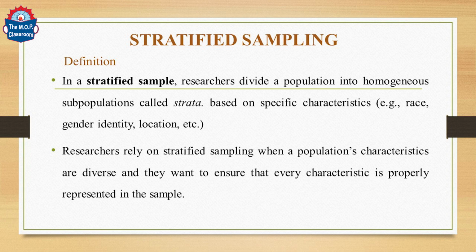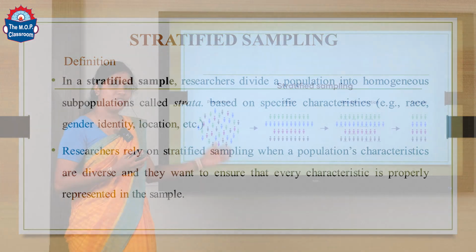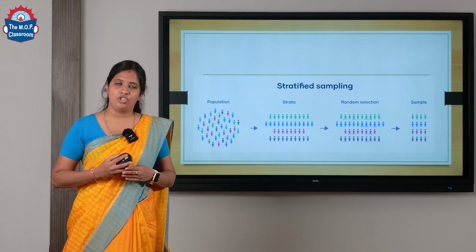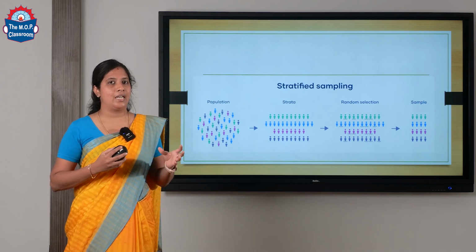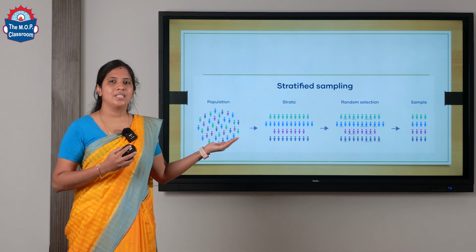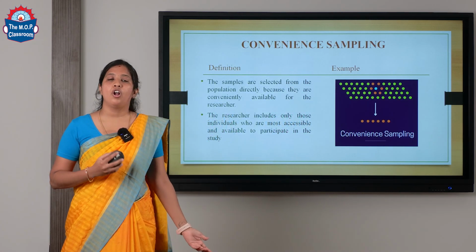So, this is the example. The population, as you see, divides into many characteristics. From that I have categorized into strata, some groups of people, and then using random selection, which is a lot method, I have selected some sample. So, finally you get a proportionate sample. So, the next one is non-probability.